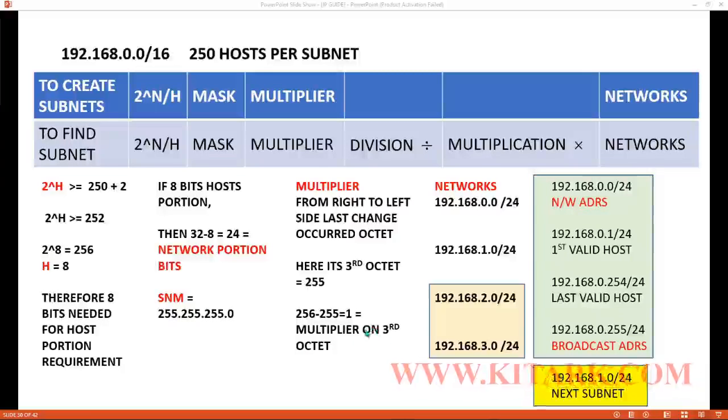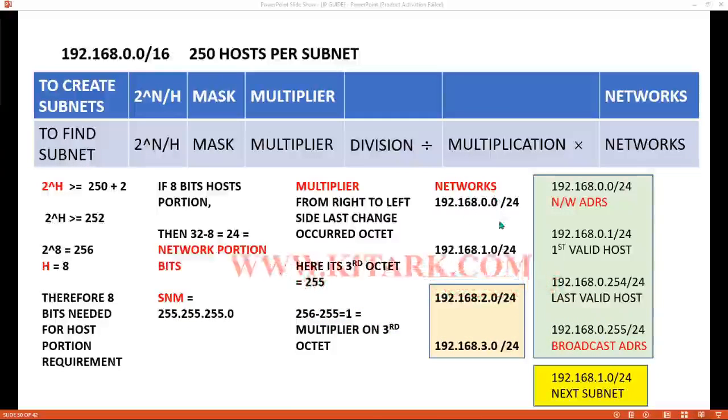Okay, so I can write the networks now: 192.168.0.0/24. Then in the third octet it's going to increase by 1. So 192.168.1.0/24. Then 192.168.2.0/24. Then 192.168.3.0/24. Likewise. After that, I can simply write the network address and broadcast address and other details like first valid, last valid, as always. So 192.168.0.0 to 0.255 it goes.